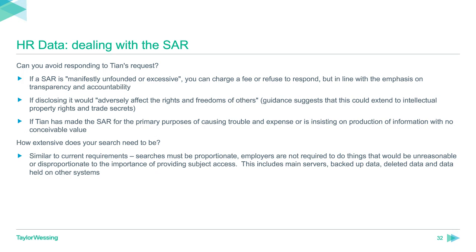So your obligation with regards to searches remains pretty similar to the current requirements. Searches have to be proportionate, and as the employer, you're not required to do things that will be unreasonable or disproportionate as against the importance of providing the individual, Tian in this case, with access to his data. So you'll need to review your main servers. You may need to look at backed up data, deleted data, and data held in other systems. But if it's going to be far too difficult for you to find information, or the request is so broad that it's not actually clear where to start, you've just got to do enough to show that your search was reasonable in the context of the request that's been made.